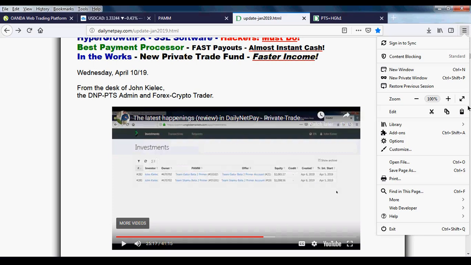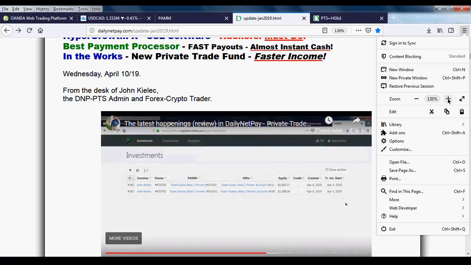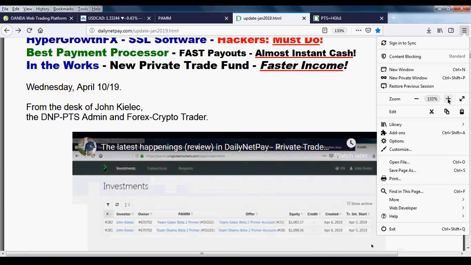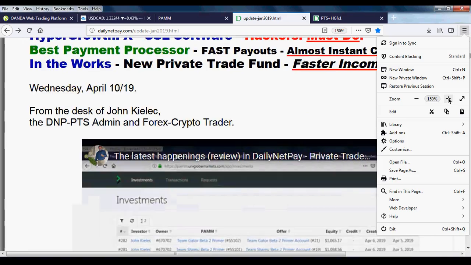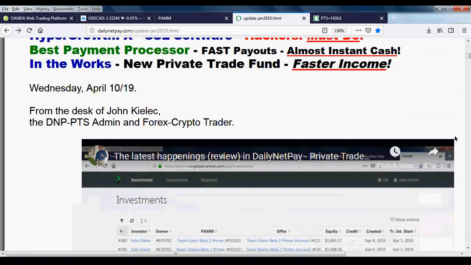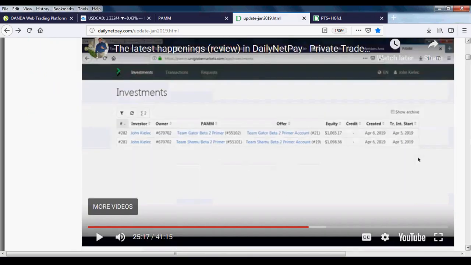I'm just going to enlarge this, because you can't really see in here. Okay, I think that's large enough. I have to scroll down a bit. In this video, this is the investment: John Kielec, Tim Gator, and Team Shamu. On Wednesday we had almost $1,100 in here from each of those traders. I invested $2,000 worth of Bitcoin in here.